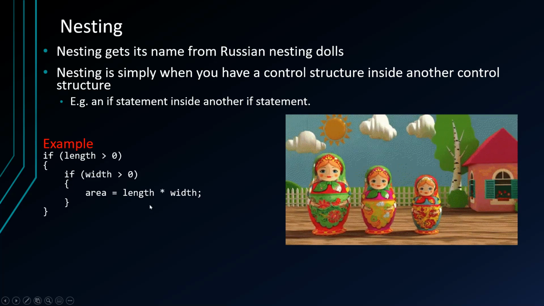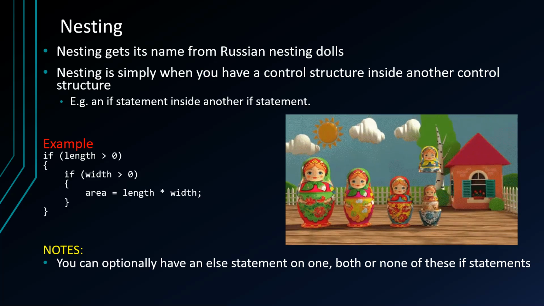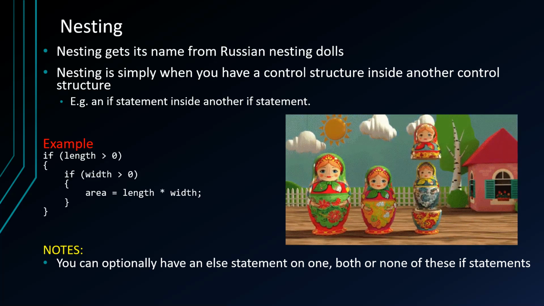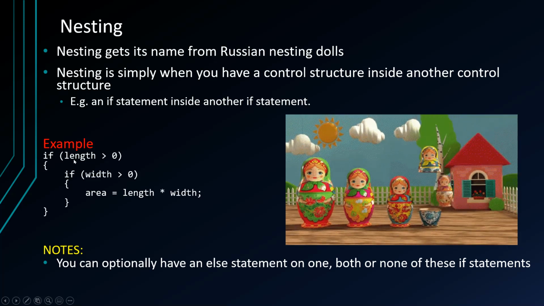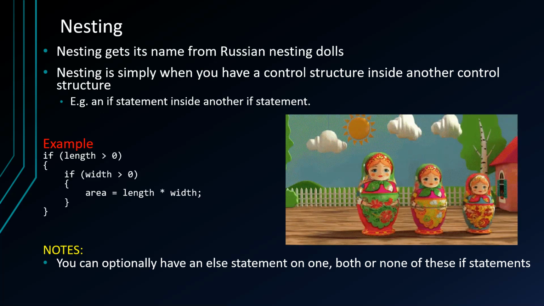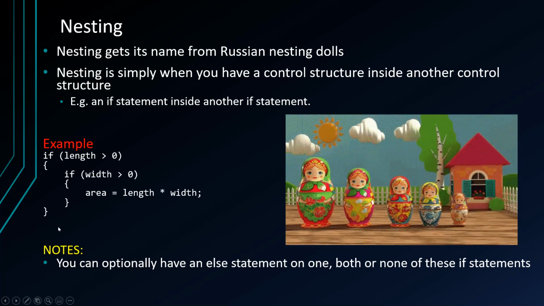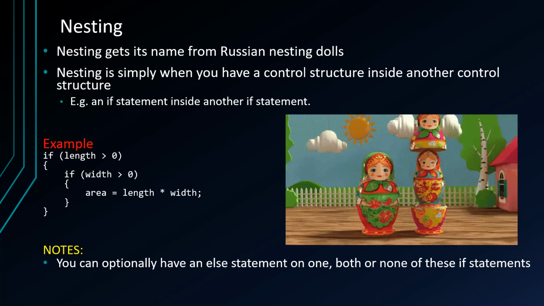Okay, so a couple quick notes on this. You can optionally have an else statement on one, both, or none of these if statements. So for example, you might have an else statement that's designed to give the user some error information. For the inside one, you might have an else statement that says console.writeLine, you entered a bad width value. Similarly, you could have one for the length as well. You could say else console.writeLine, you entered a bad length value. It gives us a little bit more flexibility and control over what the user actually sees.